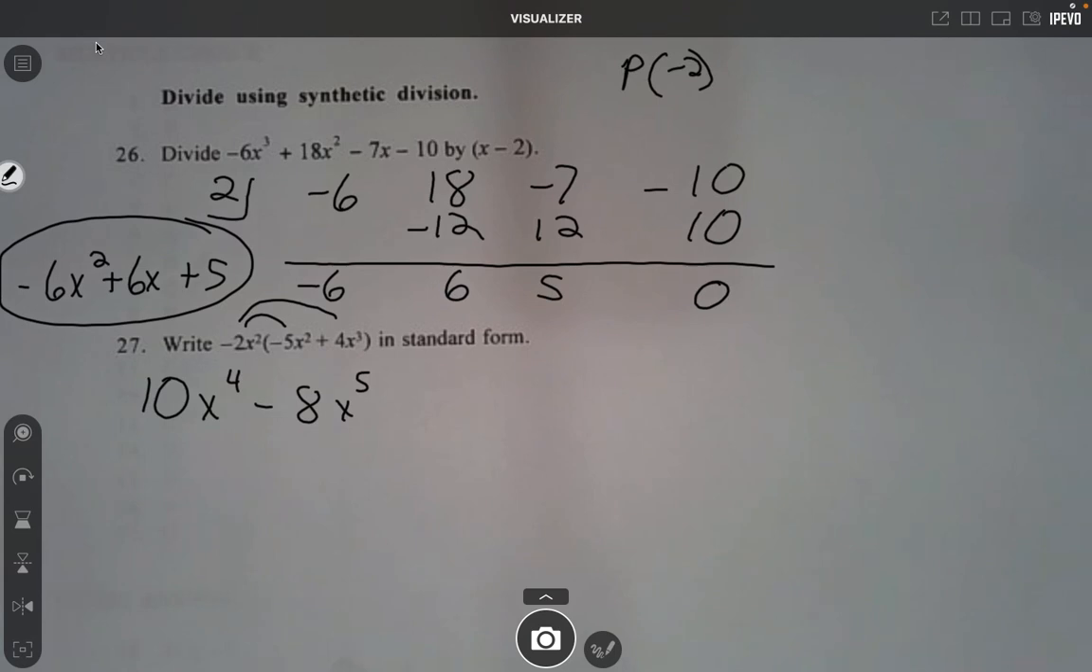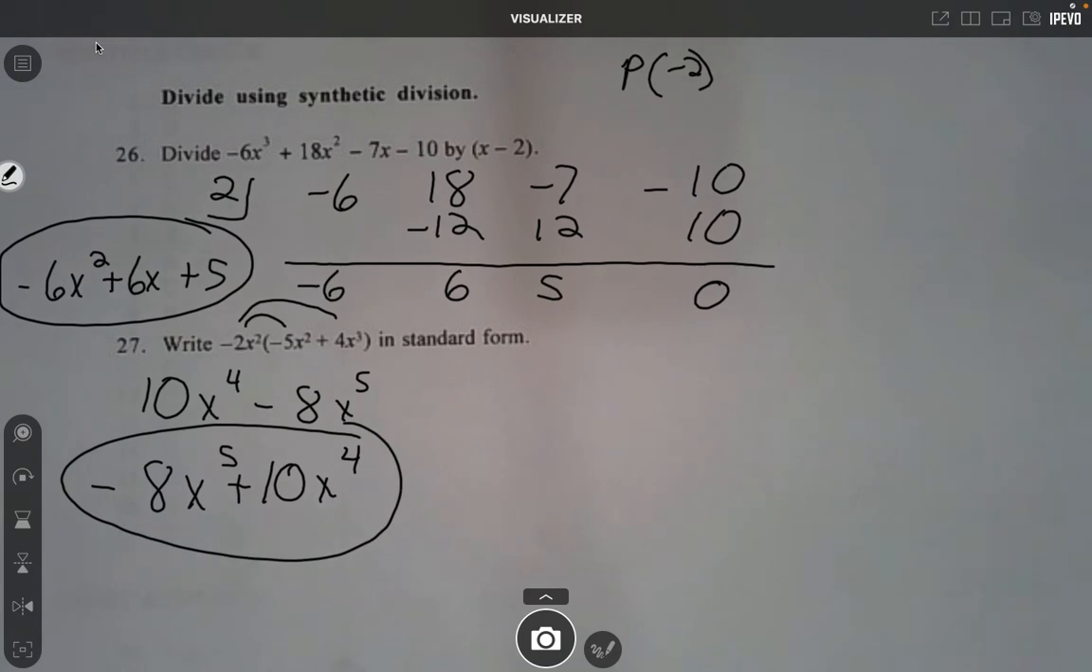But what's wrong about that being in standard form? They're not in order. Standard form is all about decreasing order. So it wants your exponent first, that's to the 5th power. This one would be quintic. It's not asking that though. Okay? And we're done.